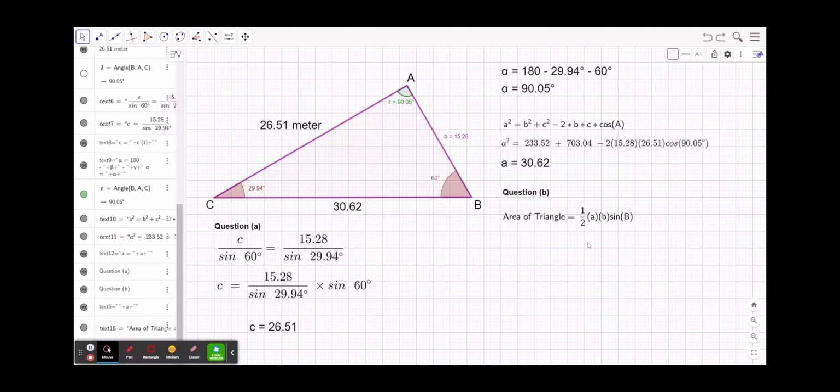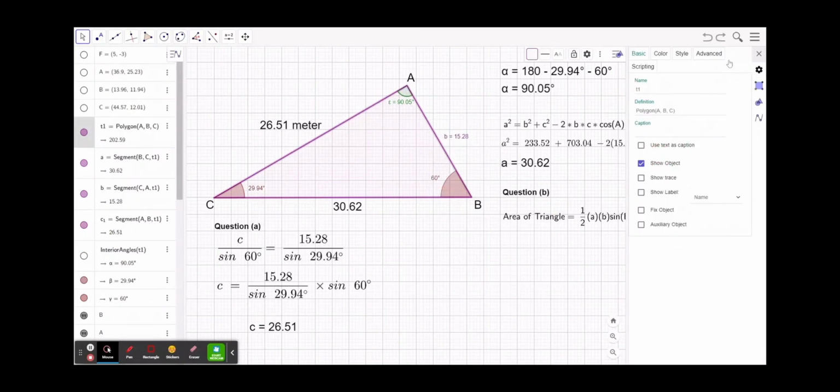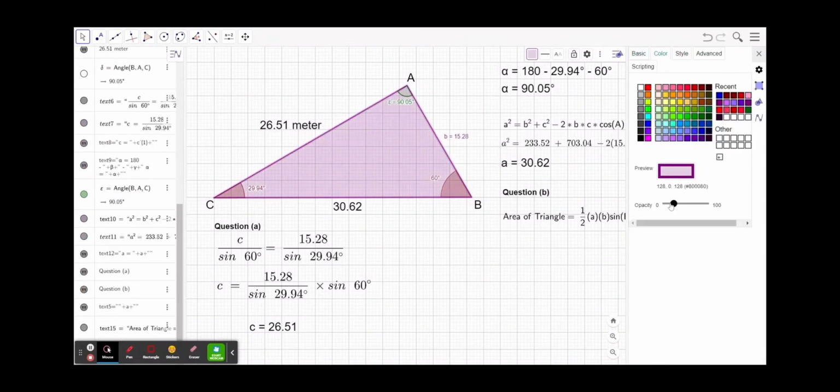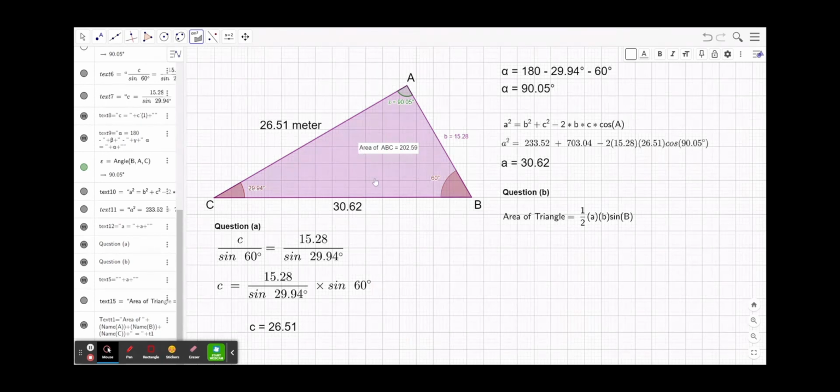Actually, if you are using GeoGebra, you can get the answer instantly and easily with just a few clicks. To calculate the area of this triangle, which is a polygon of 3 sides, you can simply increase the opacity of this triangle and click the area button, which is this button. There you go. You get the area of this triangle is equal to 202.59 meters squared. So that is the answer.